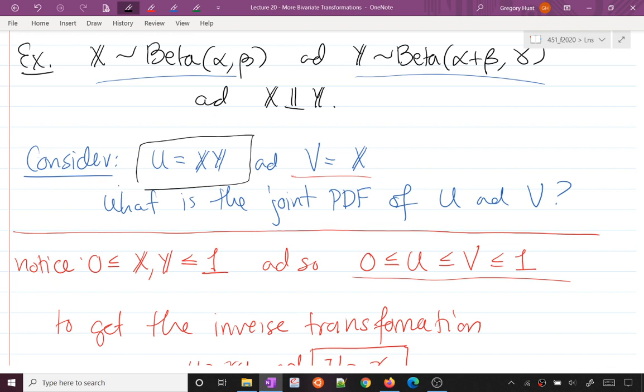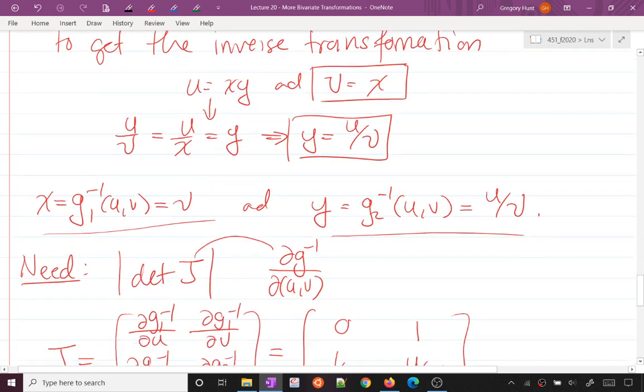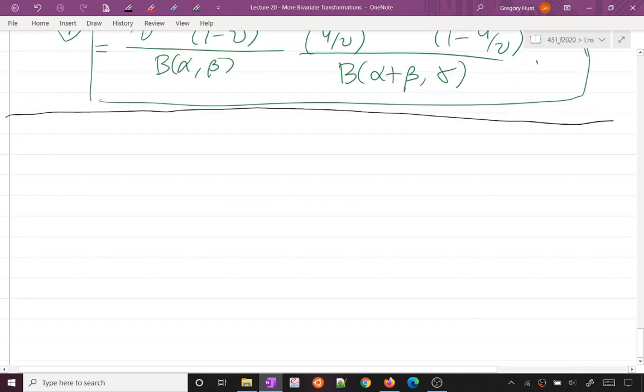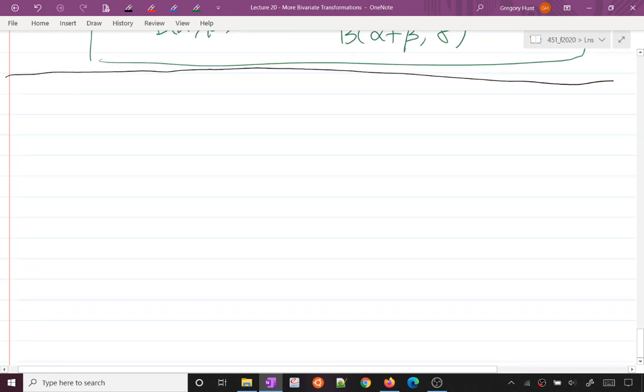But that's basically how to derive it. I set one of the transformations to the one I want, and the other one is something simple. I get the joint, and then I'll basically just integrate out v, and you can get the marginal of xy. We're not going to do that. It's a little bit too involved. It's not bad, it's just a couple of tricky integrals, but one could do it.